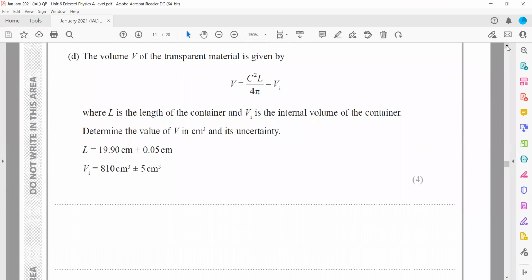Then the volume is there, which is given by a formula. Determine the value of V and uncertainty. Value of V you just substitute, but how to determine the uncertainty part? Because for getting V, you just have to substitute the values. Now to get the uncertainties, look, when units are not the same, we use the percentage uncertainty rather than uncertainty. So we find the total percentage uncertainty.